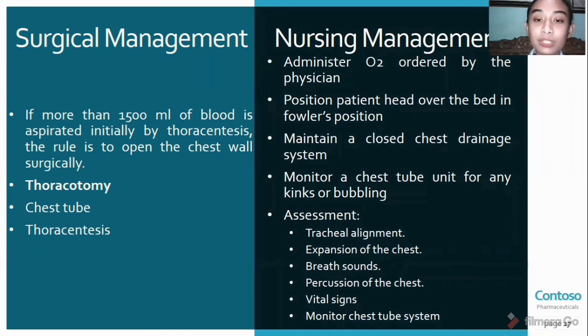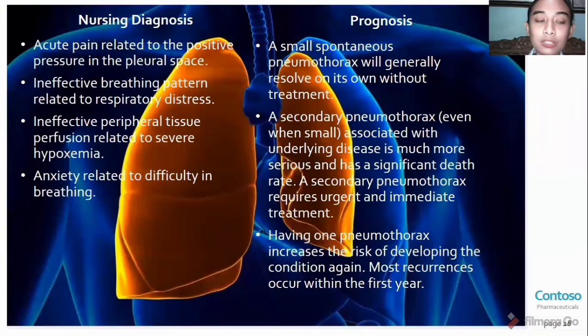and monitor the chest tube system. Nursing diagnosis: acute pain related to positive pressure in the pleural space, ineffective breathing pattern related to respiratory distress, ineffective peripheral tissue perfusion related to severe hypoxemia, anxiety related to difficulty in breathing.